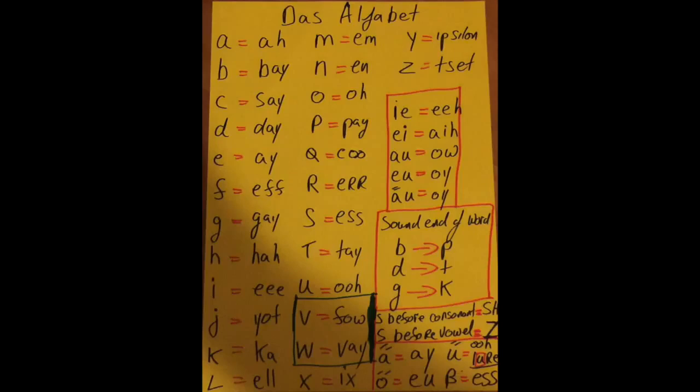Now, it may sound silly, but when you're pronouncing Ü, you have to really press your lips together as if you were whistling, or like that duck face when you're taking selfies. So really push your lips together. Ü, Ü, Ü.